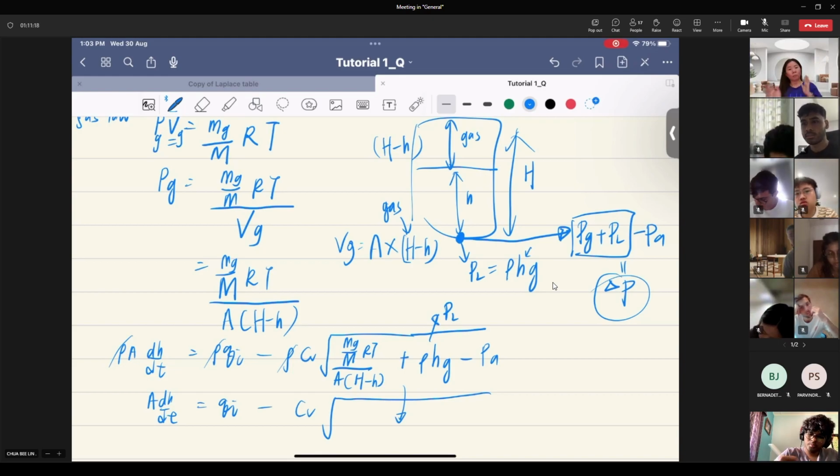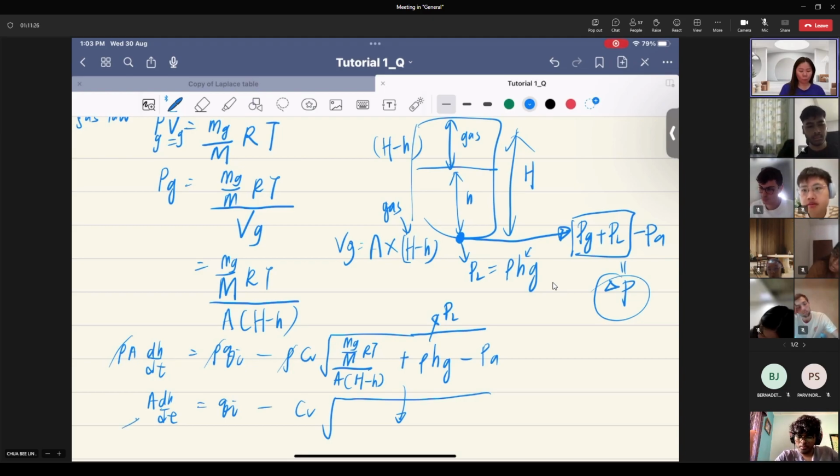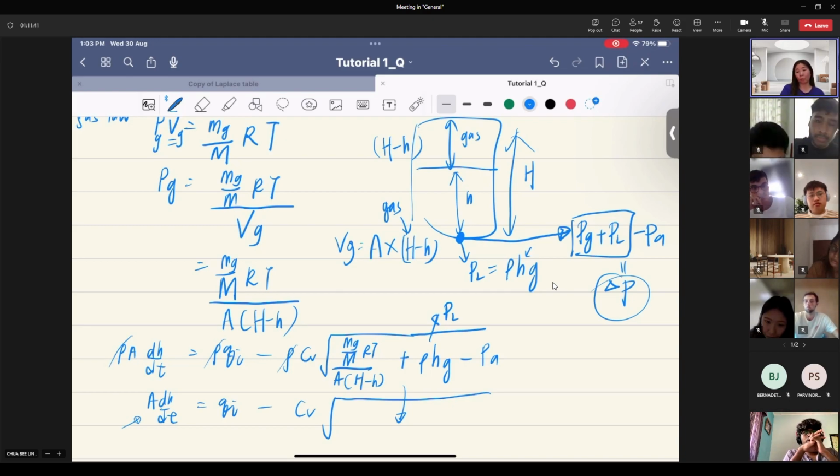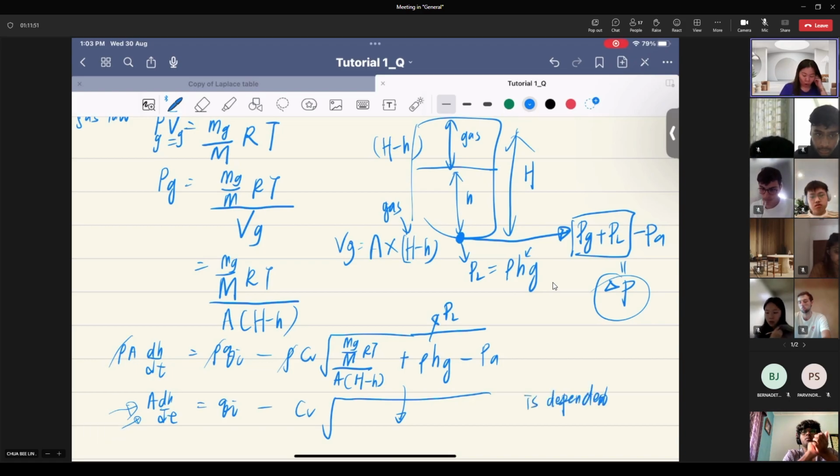So this is the model we have not yet solved until the end. If numbers are given, they only need to give you some initial condition, then you can solve using the integration method to get h as a function of t. If the values are not given, like this example in the tutorial, it is sufficient to stop here. This model is dependent on PA, because PA is here.